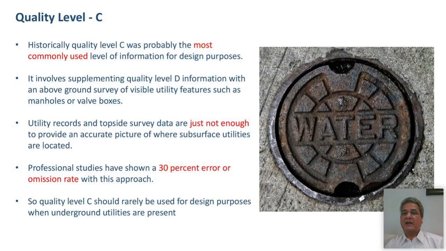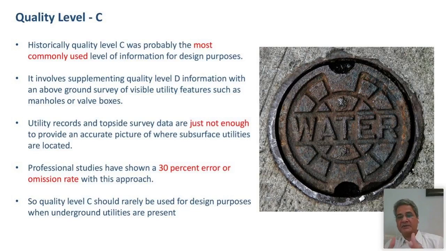Next quality level is quality level C. Historically, quality level C was probably the most commonly used level of information for design purposes. So this is what was most commonly used at one time. It involves supplementary quality level D information with an above-ground survey of visible utility features such as manholes or wall boxes. Utility records and topside survey data are just not enough to provide an accurate picture of where subsurface utilities are located. Professional studies have shown a 30% error or omission rate with this approach. But till recently, this was the approach.